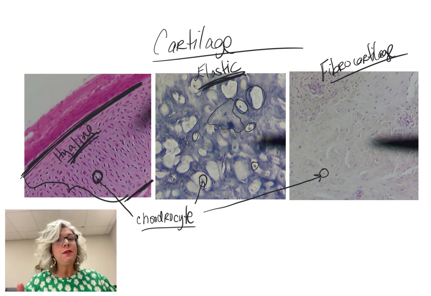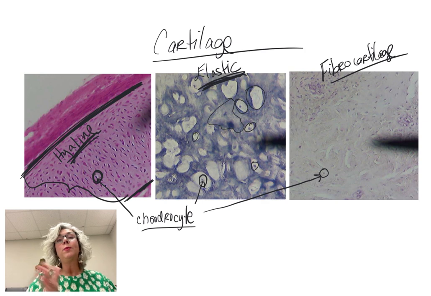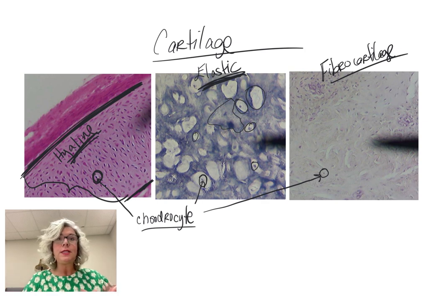Elastic's the most flexible of the three. Hyaline's the most abundant of the three. You have hyaline in more places than any other place as far as these three cartilages go.